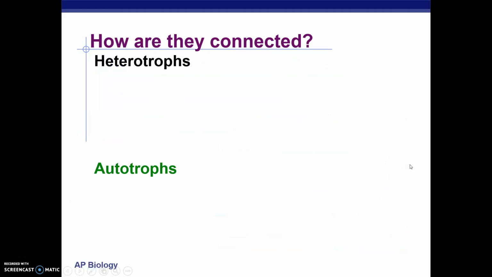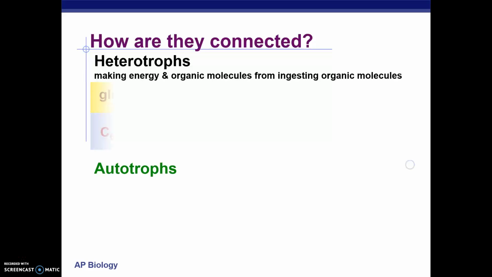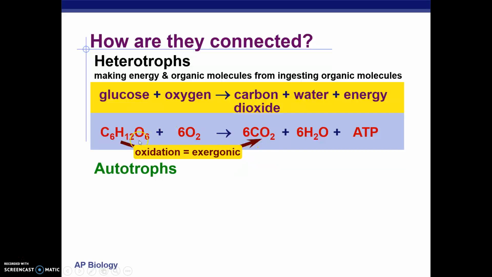So how are heterotrophs and autotrophs connected? They are connected through the processes of cellular respiration and photosynthesis. So here is the general equation for cellular respiration, and we see that glucose is being oxidized through an exergonic process, or a catabolic process, and carbon dioxide is produced, along with water, and also ATP is produced.